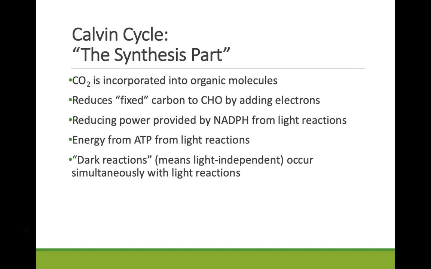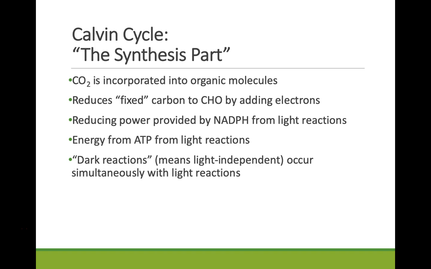We're all done with light at this point. We don't need any more light for this process to occur. Light reactions still continue in the mitochondria during the day, but the actual mechanism of the Calvin cycle doesn't require any more light. So sometimes they're called the dark reactions, but we're going to call it the Calvin cycle.